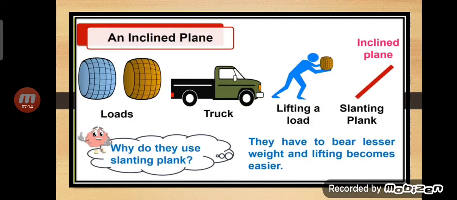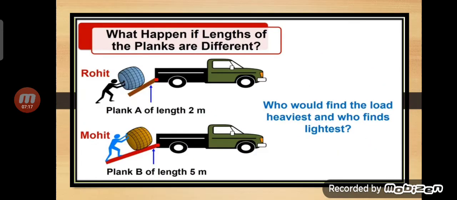Now, children, we will see what happens if the lengths of the planks used by Rohit and Mohit are different. Suppose Rohit and Mohit choose planks A and B of length 2 meters and 5 meters respectively, children, as shown in the pictures. Now, can you tell me, children, while loading, who would find the load heaviest and who would find the load lightest in the picture, children?